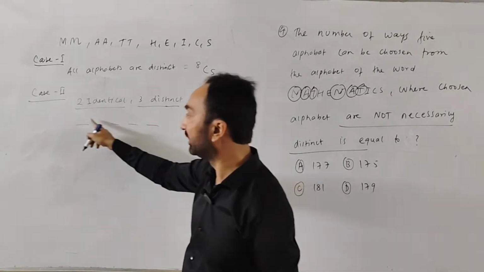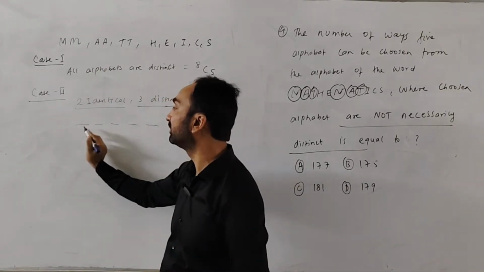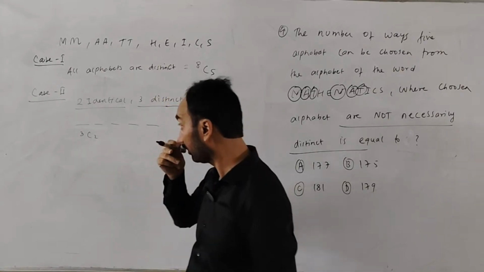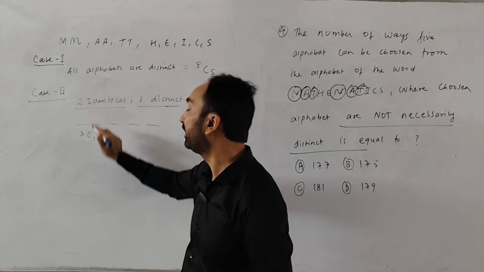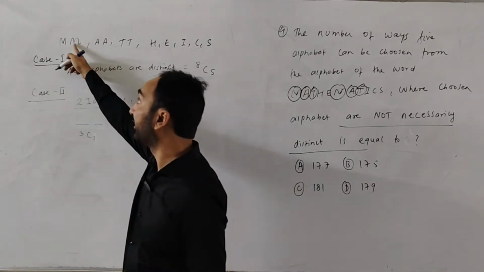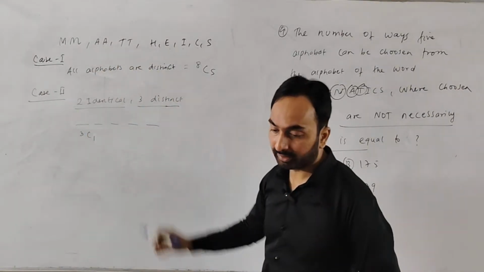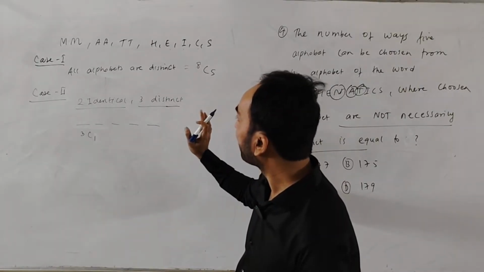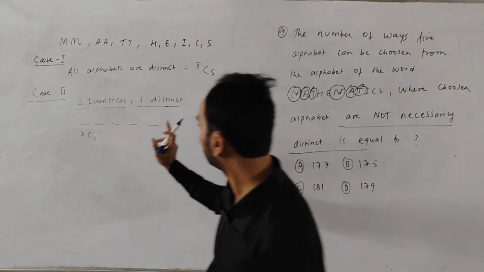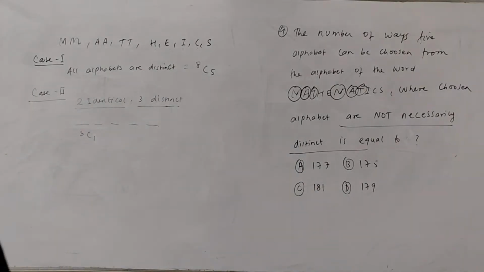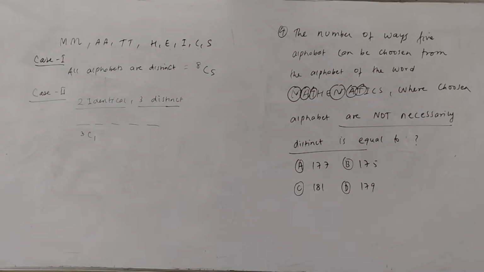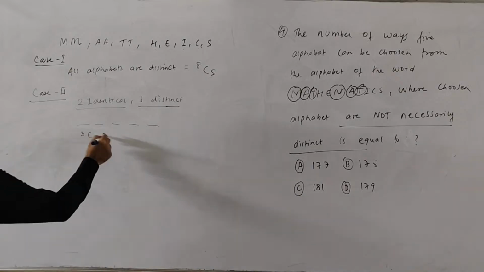These are distinct and these are, so here these places can be filled in how many ways? 3C2. Sorry, 3C1 only. Any one pair I will choose from here. 3C1. Either I can choose the double M, or the double A, or the double T. Wait. 2 identical and 3 distinct, no? I think it should come 3C1. Correct.